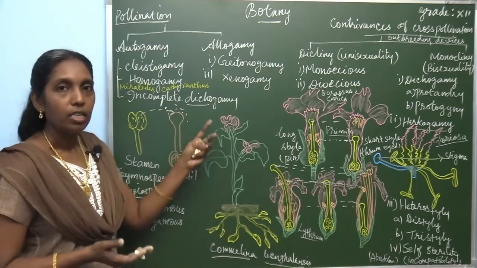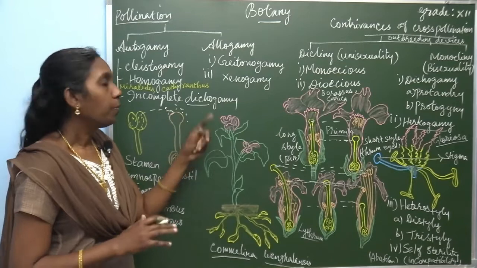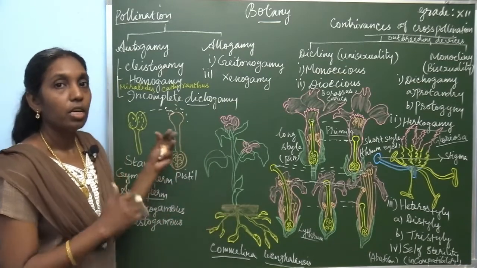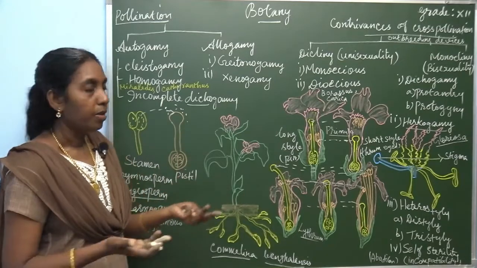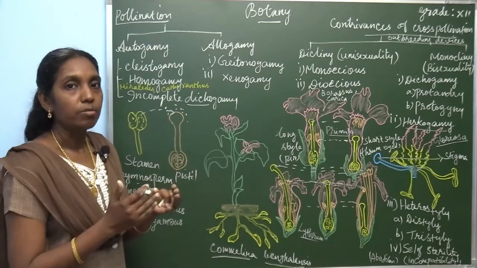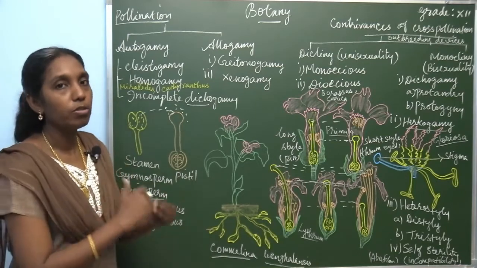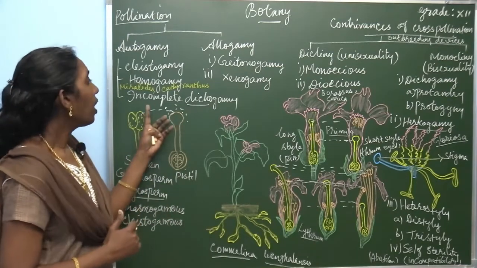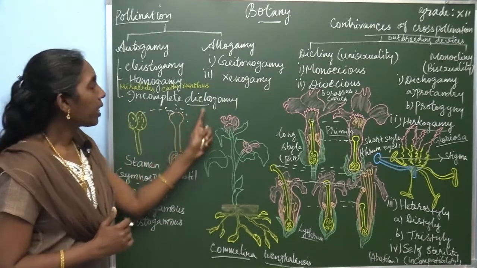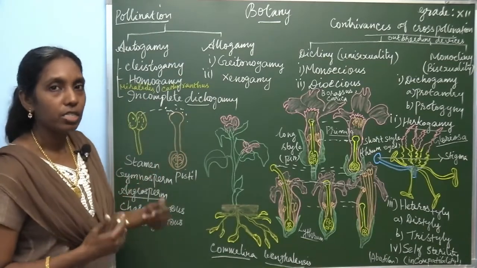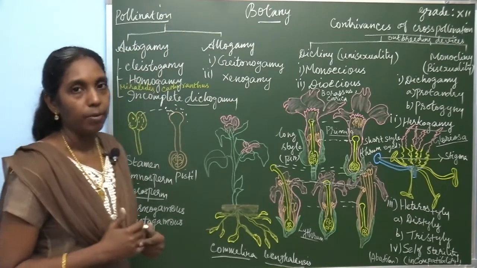In this flower, sometimes it is incomplete dichogamy. It promotes self-pollination. When they mature at different times, sometimes there will be an overlapping of the androecium and gynoecium, which promotes self-pollination. That is called incomplete dichogamy. So, these three mechanisms or adaptations are the types of autogamy.